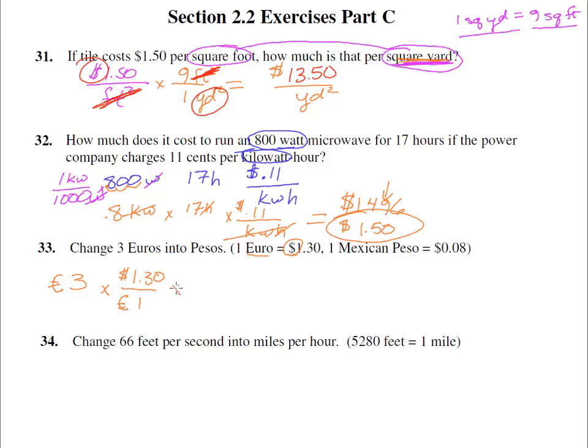Good. Now we're going to use the next one to change it into pesos. So we need to multiply by something that will get rid of dollars, and we'll put pesos up here on the top. So this is $0.08 for 1 peso. Good. Now if we multiply those, let's make sure we've done it right. So the euros will cancel and we'll be left with dollars, and then the dollars will cancel and we'll be left with pesos. Okay, so 3 times 1.30 divided by 0.08.